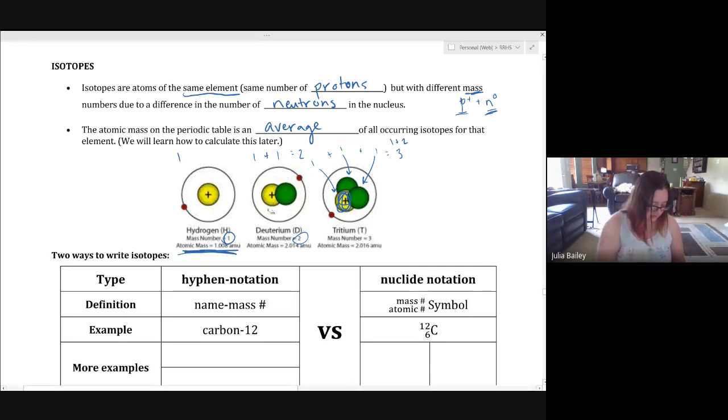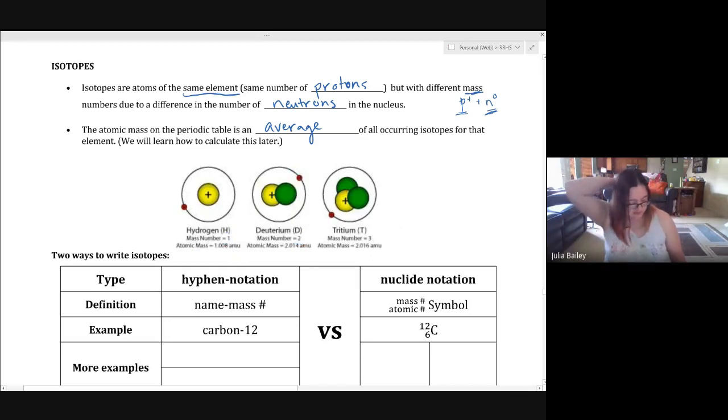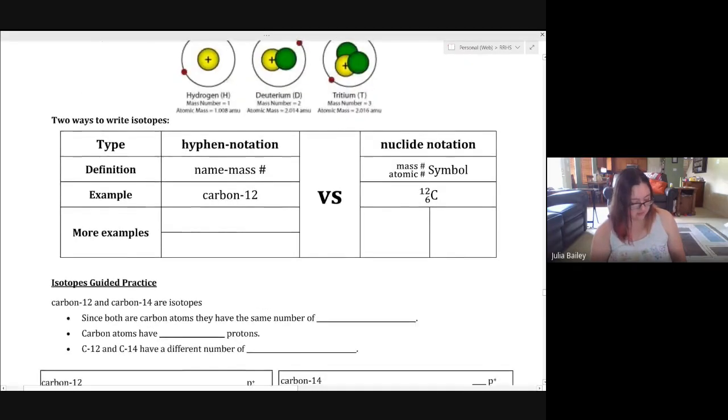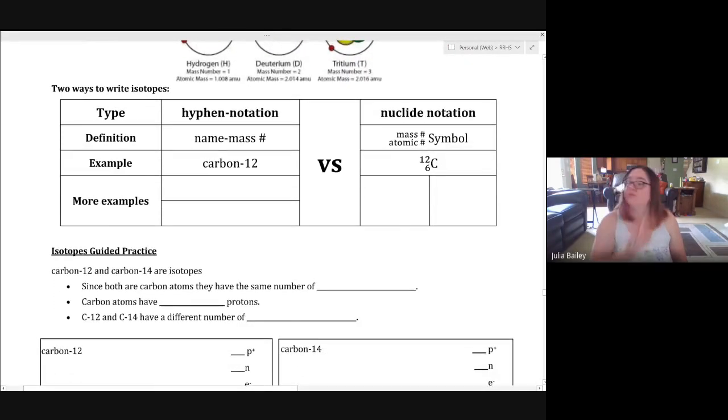But, I'm just going to erase all the scratch work. The thing is that even though they're all hydrogen, they have different masses because the number of neutrons in the nucleus can change without affecting the chemical properties of the atom. It only affects the physical properties such as mass.